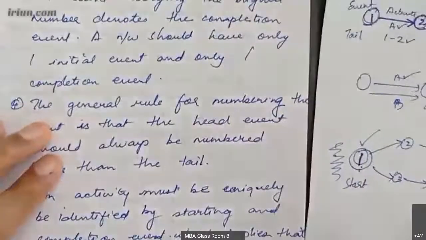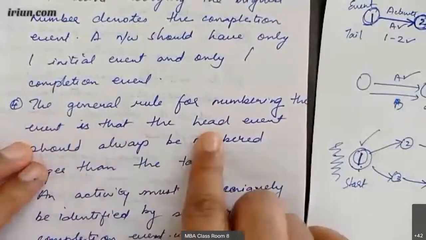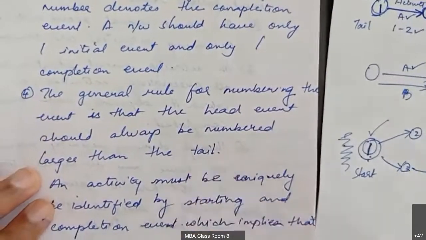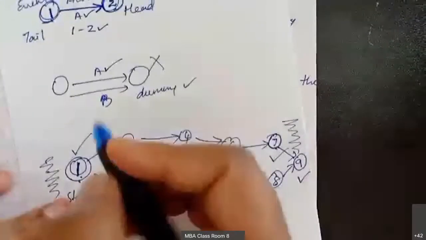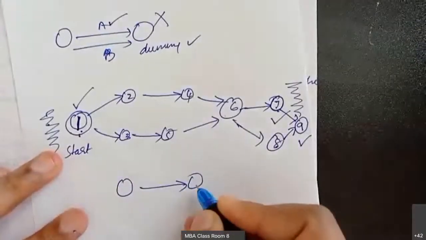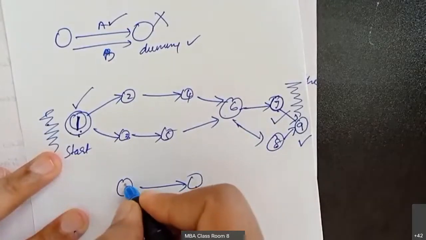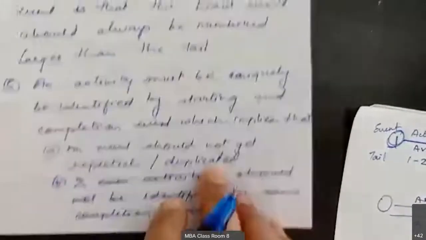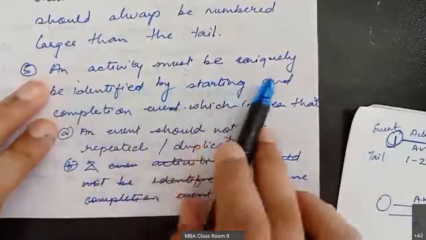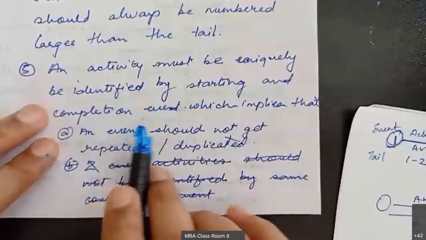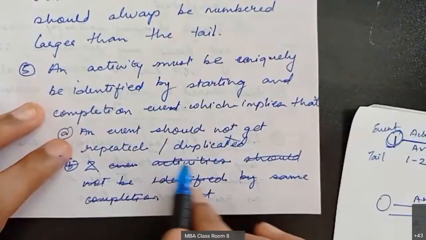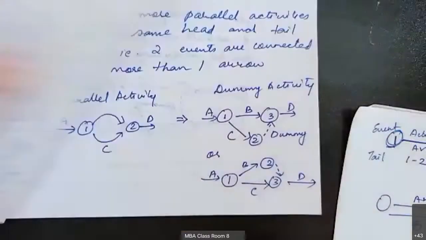Next one, the general rule for numbering the event is the head event should always have a number that is greater than the tail. We have already told that now. Here, this is the tail and this is the head. Tail should always be represented by a smaller number and head should be represented by a bigger number. Next one, an activity must be uniquely identified by starting and completion event, which implies that an event should not get repeated or duplicated.